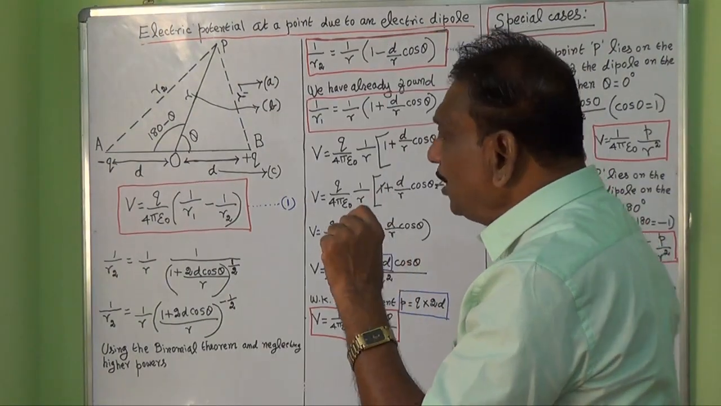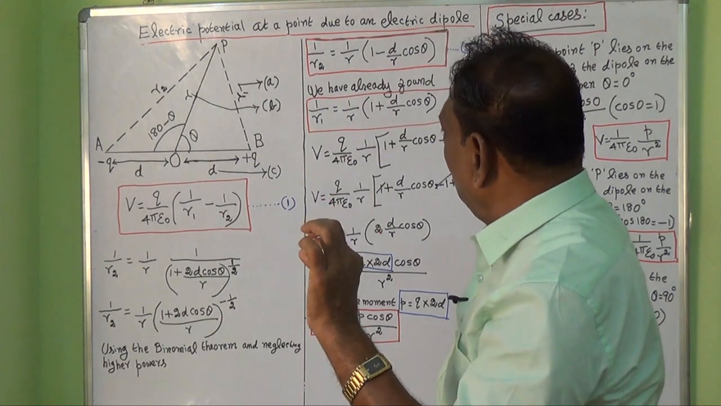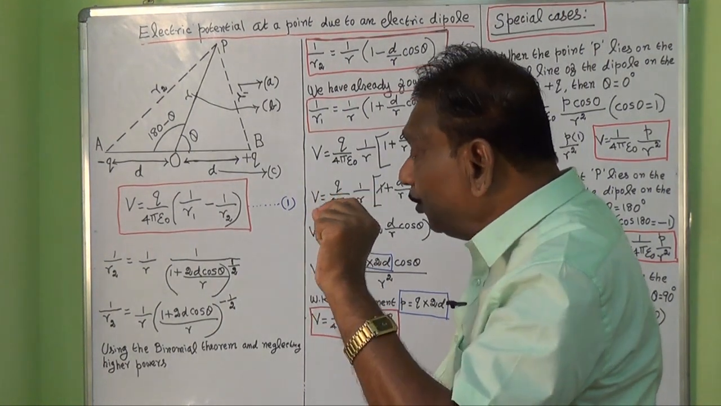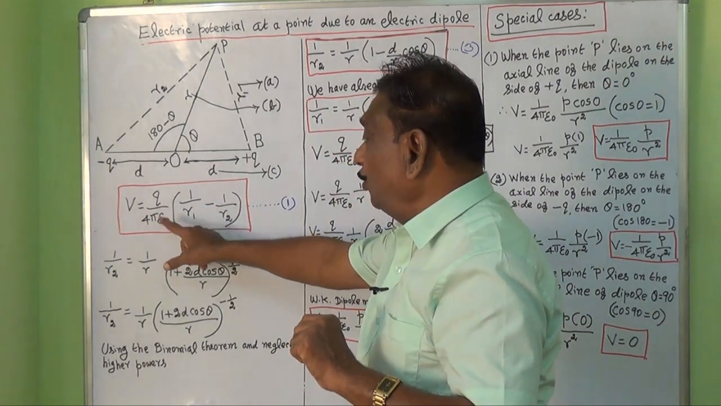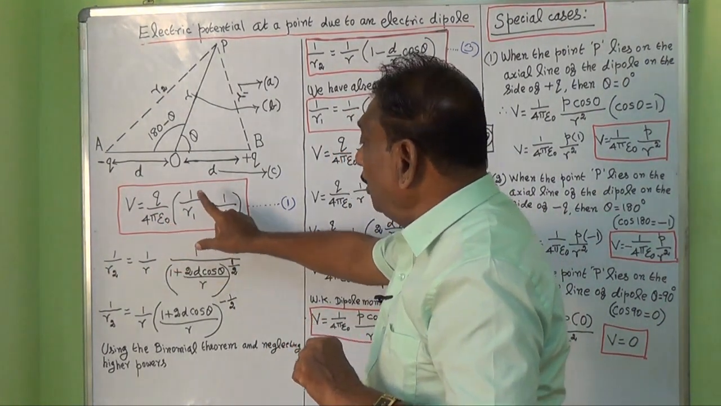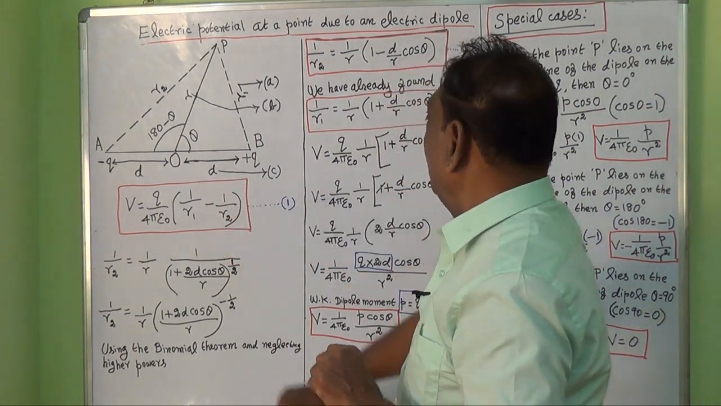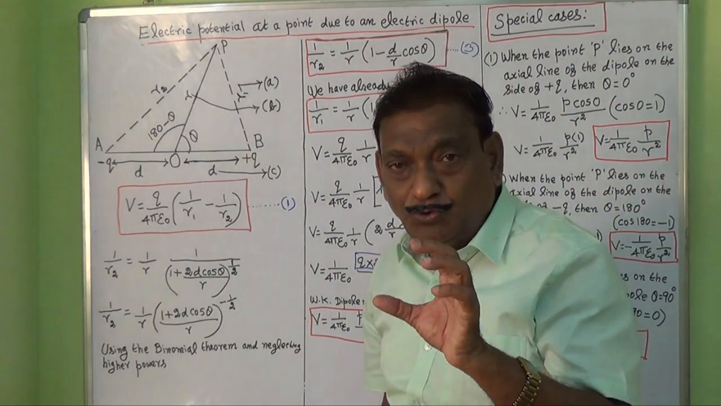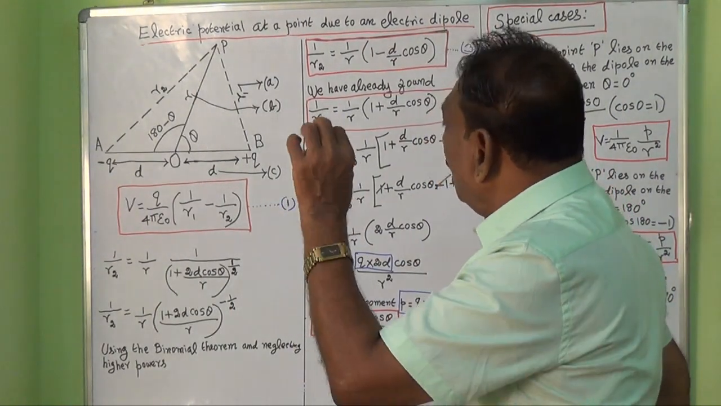What is the formula for electric potential at a point due to an electric dipole? V equal to q by 4 pi epsilon naught into (1 by R1 minus 1 by R2). Now we have found 1 by R1 and 1 by R2.